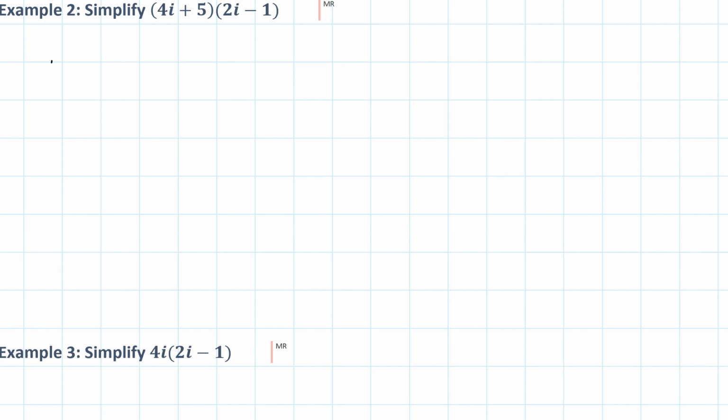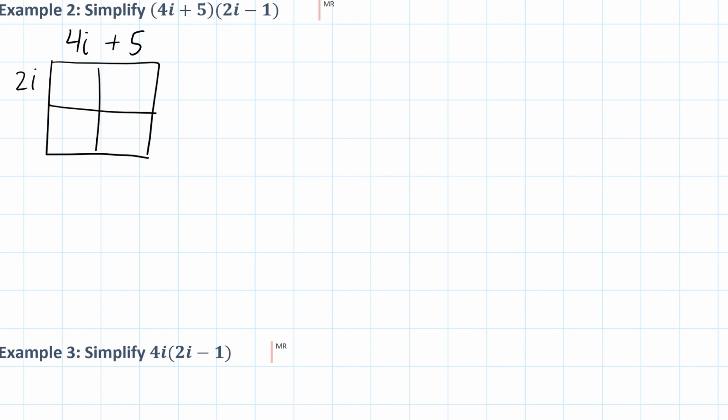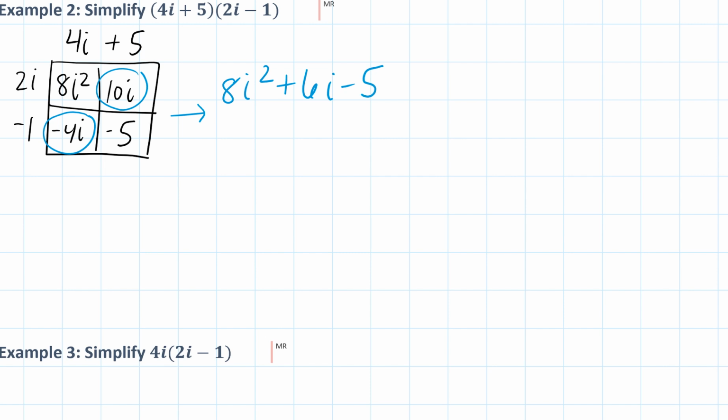So we're going to use the box method. Again, i is a number. i is the square root of -1, but we treat i as though it were x, a variable. So we're going to use the box method to multiply. We're going to combine our like terms. So we have 8i squared plus 6i minus 5. We're not done because it does not yet have the form a plus bi.